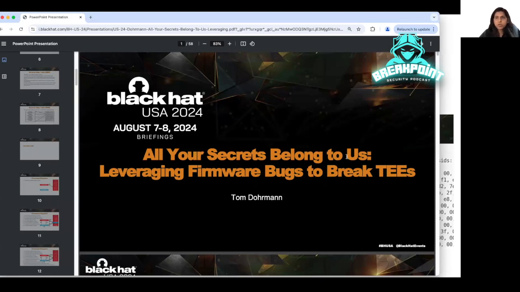All Your Secrets Belong to Us. This is by Tom Dorman, and I like this example. I thought I'll just share it with you. You see, when the paper starts, this is not the paper. Just a disclaimer, this is not the paper. I'm just helping you understand how you can reverse engineer if you are new or a beginner in paper submission, and how well some of these papers are structured.